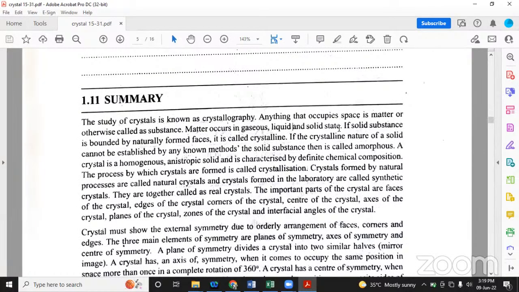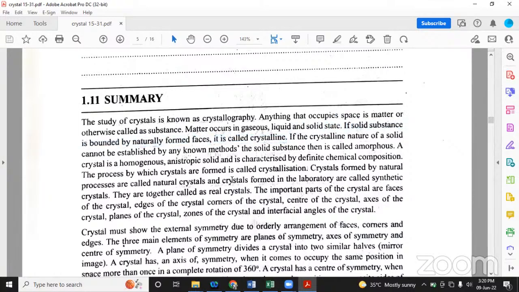Whereas gaseous, liquid, and solid states. When crystals are created from gases and liquids, where are any gaps occurring when they go into the solid state? What gap occurs? How do the elements and protons come to one place? Another one is the bonding level and the axes of the crystal elements. When a solid substance is bounded by naturally formed faces, it is called crystalline.